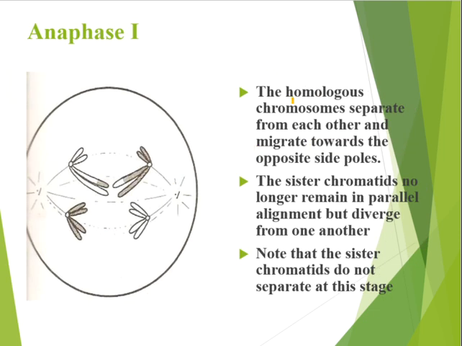In anaphase I, homologous chromosomes separate, as you can see. They separate from each other and migrate towards the opposite poles. The sister chromatids no longer remain in parallel alignment, but diverge from one another. And the sister chromatids don't separate from each other at this stage. As you can see, these chromosomes are moving towards opposite poles because the bivalent pair are separated from each other.